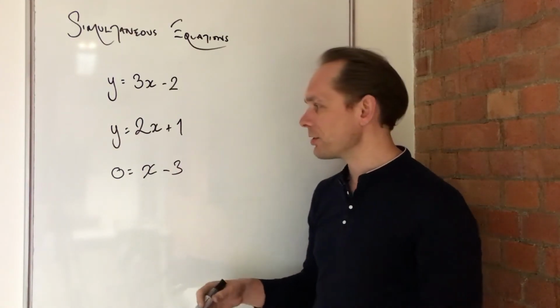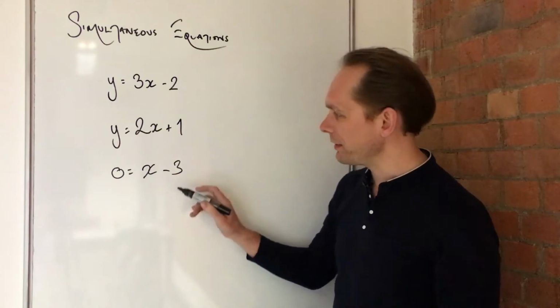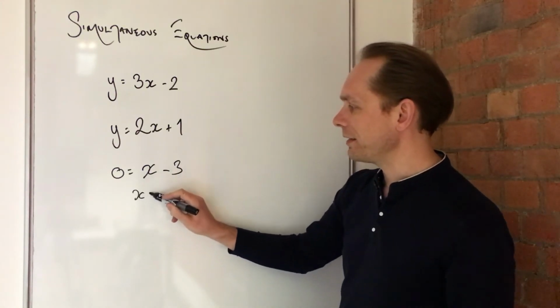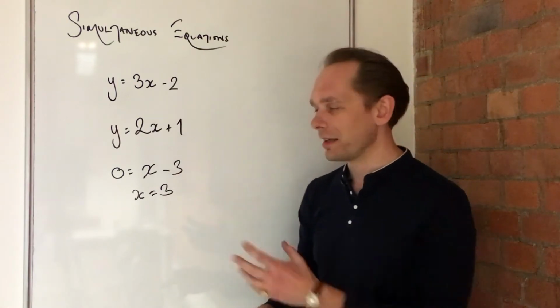Now the second thing to do is then solve for x. Pretty easy. If x minus 3 is 0, then x is 3. So that's your sort of second step.